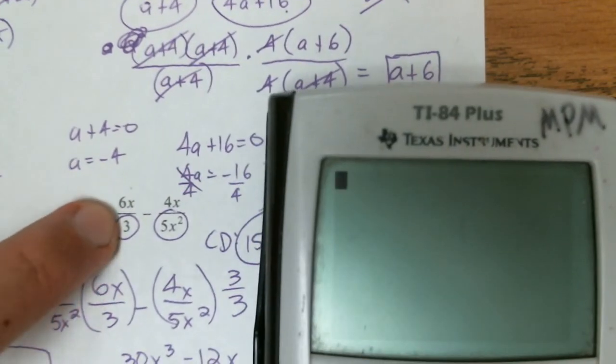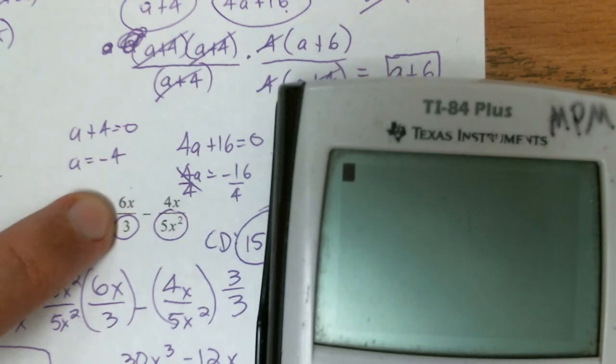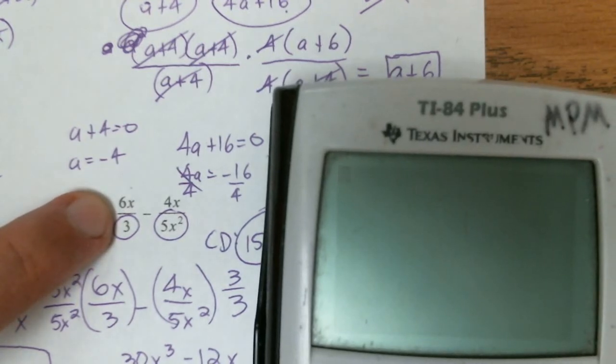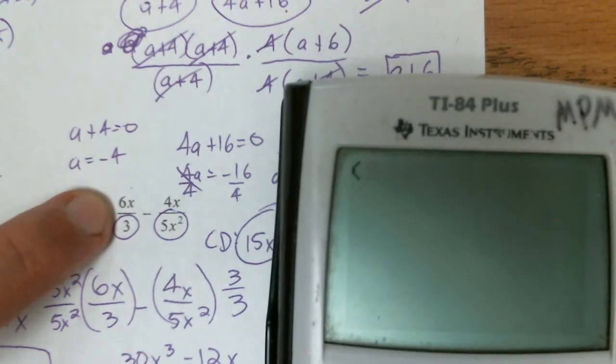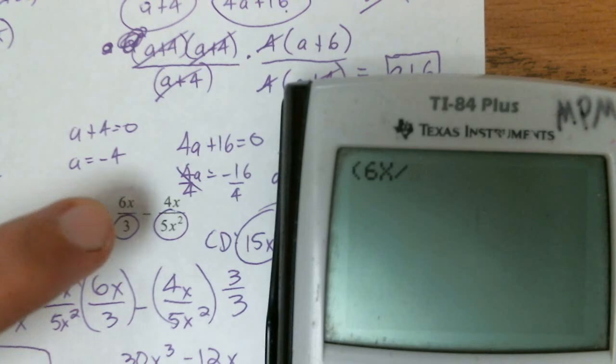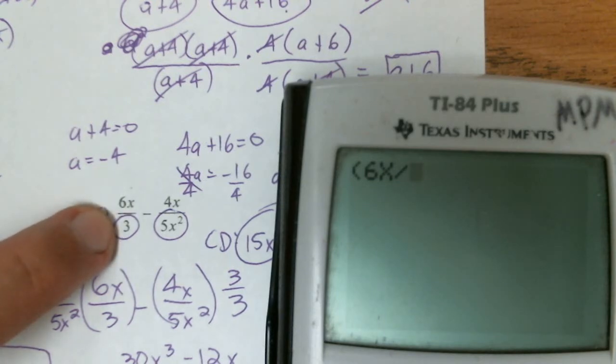Let's type in what we see. Now, parentheses are going to be very, very important with all these fractions, okay? This first one, I'm going to type parentheses 6x, divided by, I don't need parentheses on the bottom because it's only one thing. It's just a number, okay? Let's put that in parentheses.